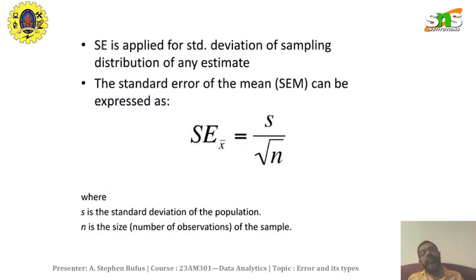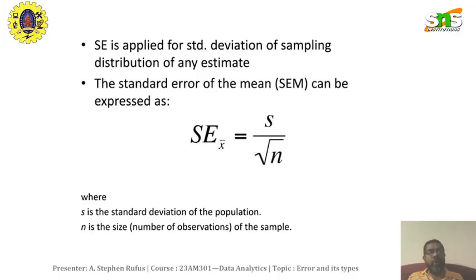It is the error that makes the difference between the sample collected and the true value of the population. Now let us quickly see the formula behind computing the error. The standard error is applied to the standard deviation of the sampling. We already know the standard error of the mean, SEM, expressed as SE, representing the standard error of the mean. So the SE of x bar equals the standard deviation divided by the square root of n.